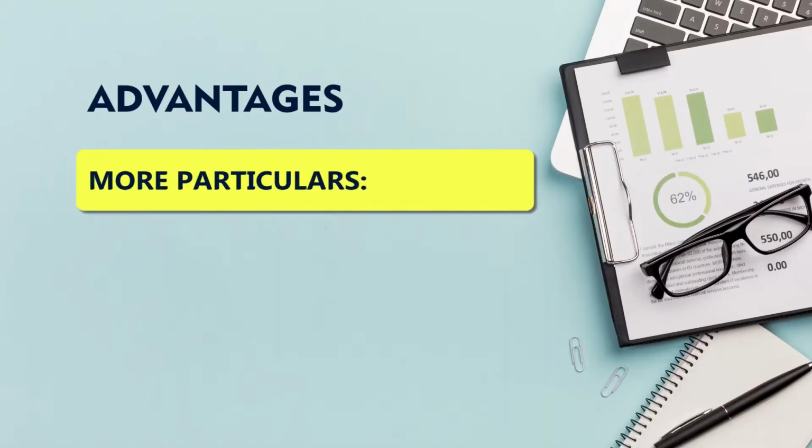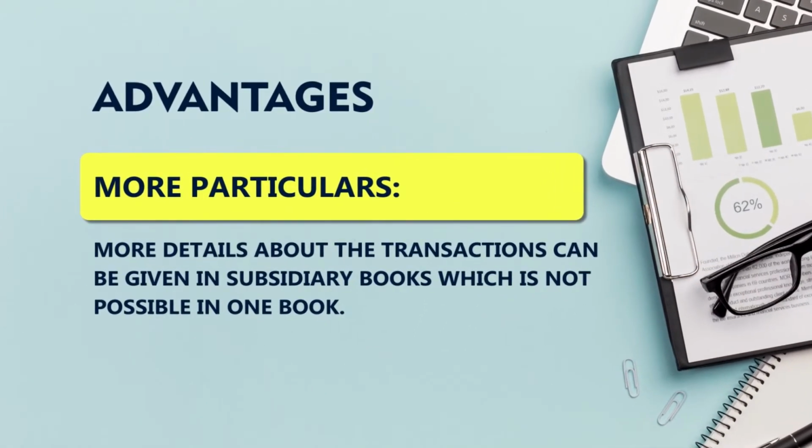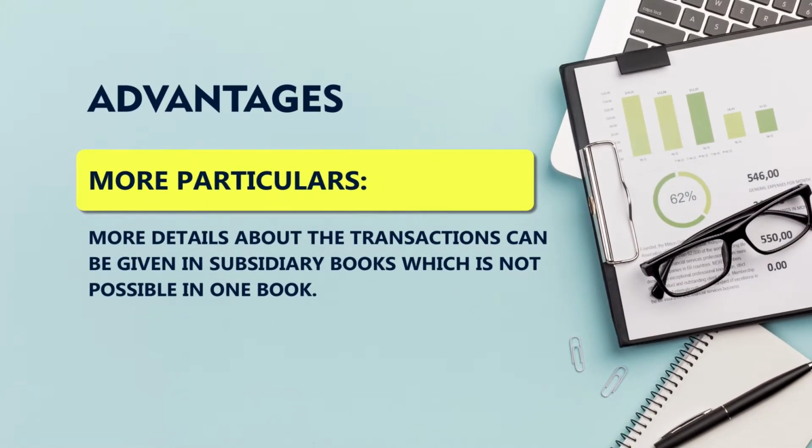Then the next one is more particulars. More details about the transaction can be given in subsidiary books than would be possible in one book. So well friends, when you are preparing a separate set of books for similar sorts of transactions, you can give more detail to the transaction, so that as and when you need the details of any particular business transaction, you can easily fetch out the detail of that particular transaction.